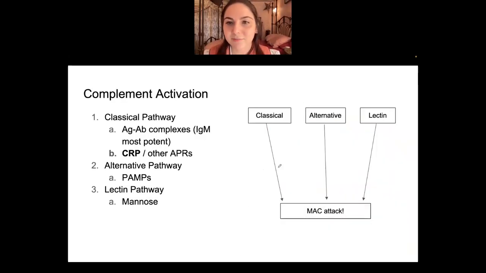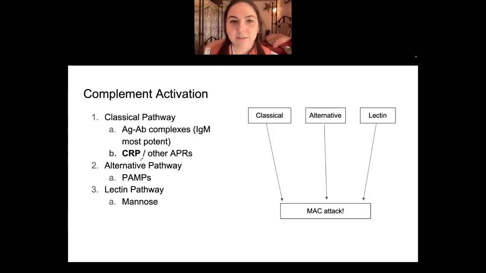Okay, so now we made our chart look better. Instead of just having 1, 2, 3, now we have classical, alternative, and lectin. Then some things happen, and then we get the formation of MAC. The classical pathway, as we talked about, is activated by antigen-antibody complexes. IgM is the most potent, but 2 or more molecules of IgG can also activate it. No other antibodies can activate this pathway. It's either IgM or 2 plus molecules of IgG.